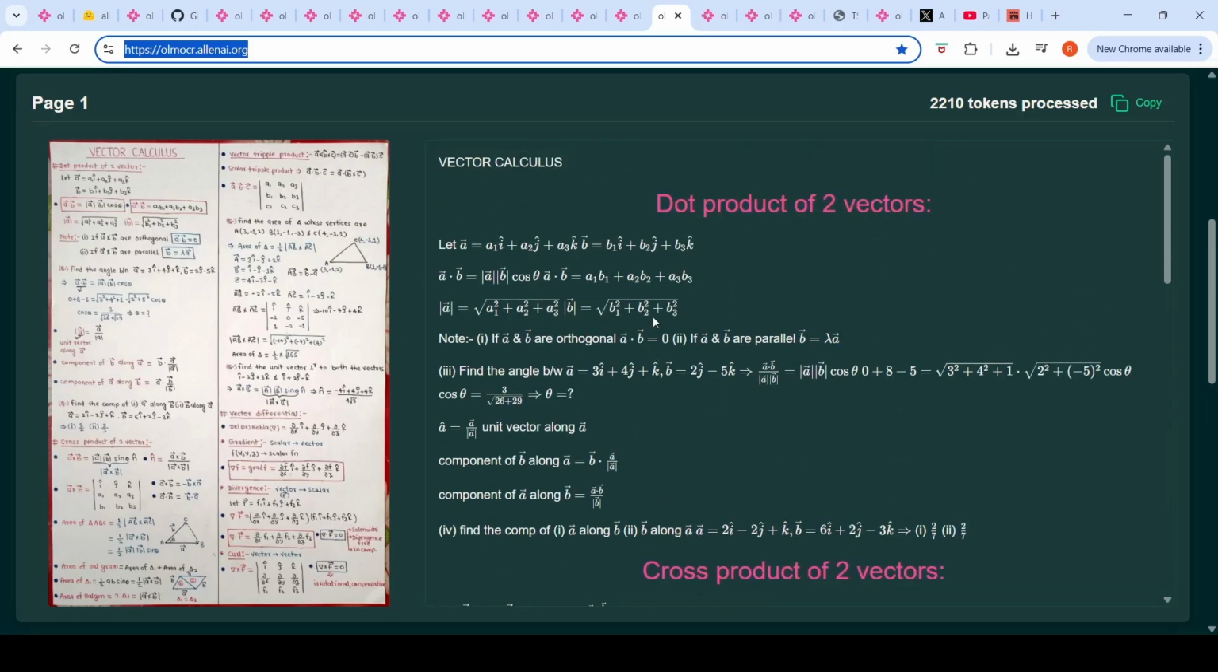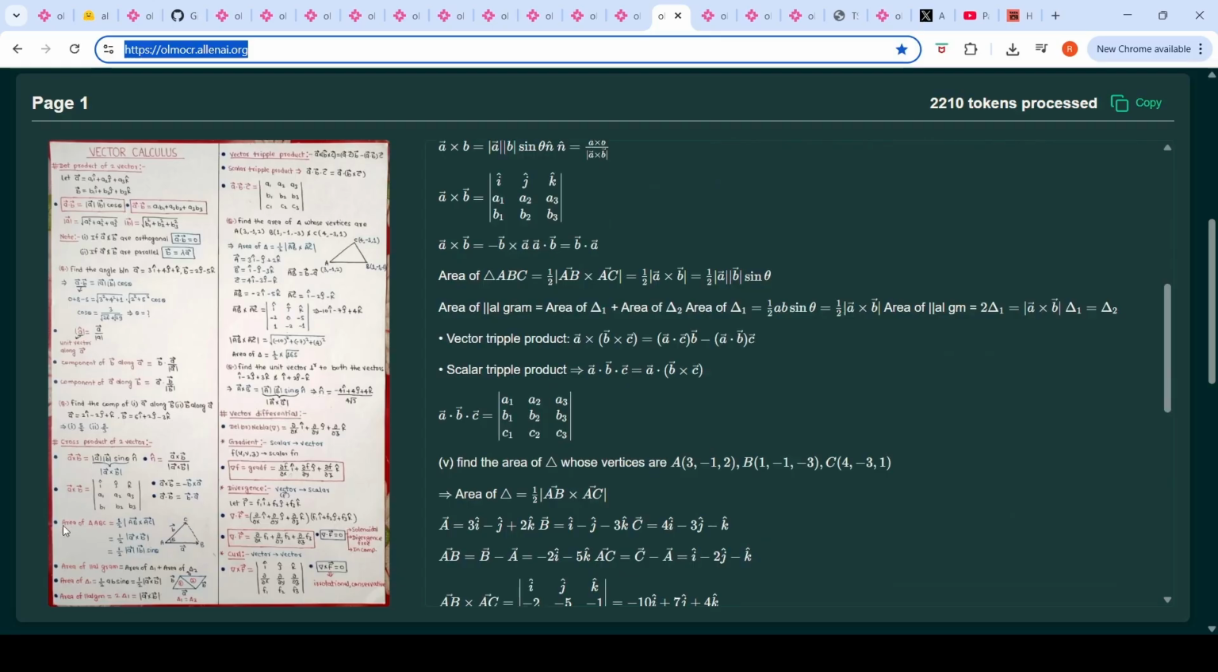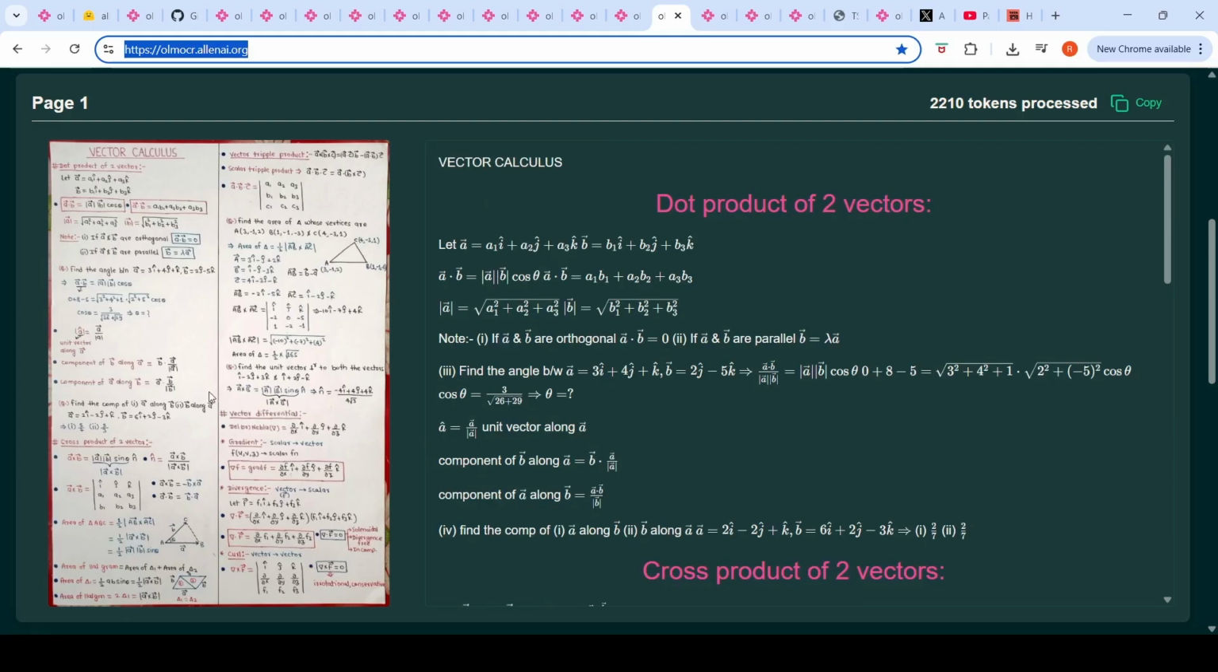Okay. Cross product of two vectors. So basically it is pulling out from here cross product of two vectors, and it is given that part, scalar product, triple product, area of a triangle ABC. Then it goes into area of a triangle is equal to 1 by 2 AB sine theta. So it is pulling out this particular part, area of parallelogram. Okay, parallelogram is equal to area of triangle 1 plus triangle 2. So it has pulled out all these things properly over here, ABC. So it is able to do this recognition quite well.